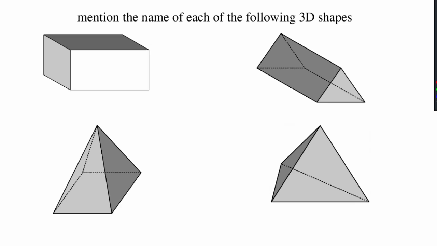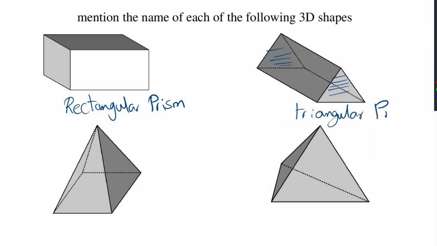The first one is a prism and the second one is also a prism. But what is the difference between them? The first one, all its faces are rectangles. So we say rectangular prism. The second one, because we have two faces that are triangles, we say it is a triangular prism. Okay?